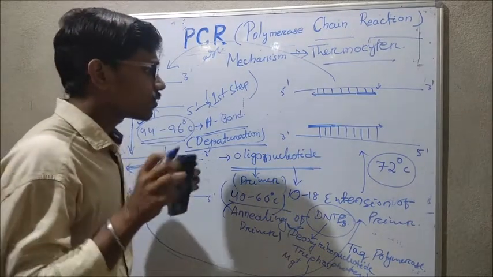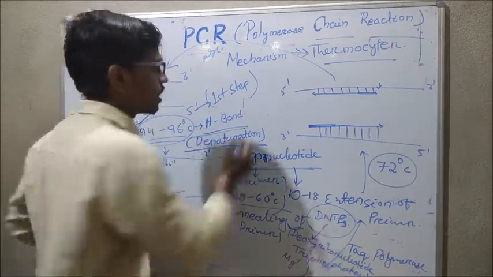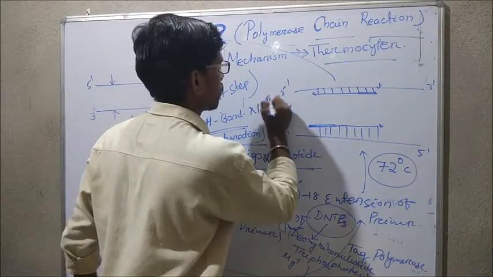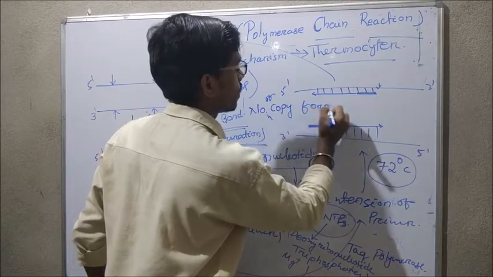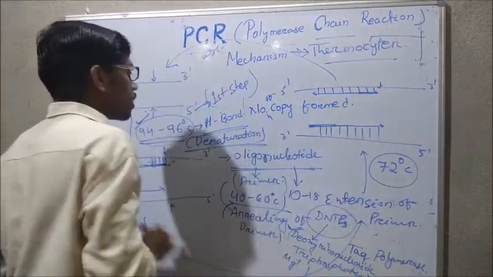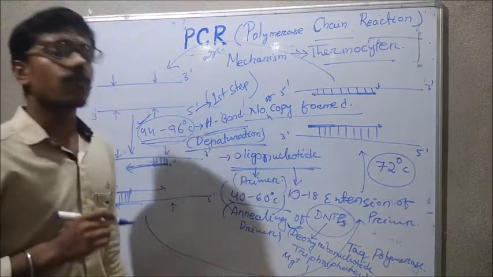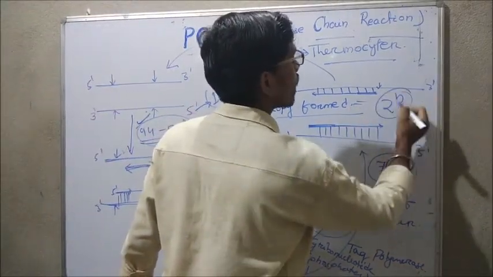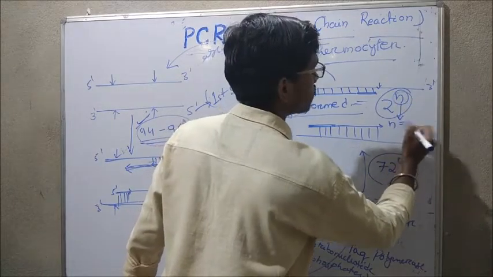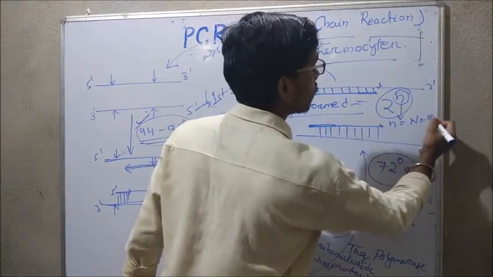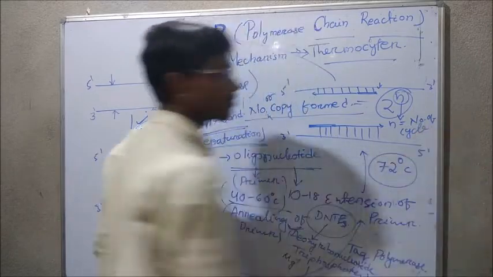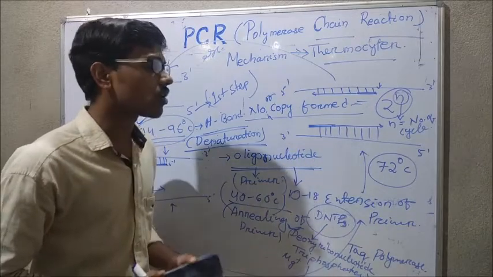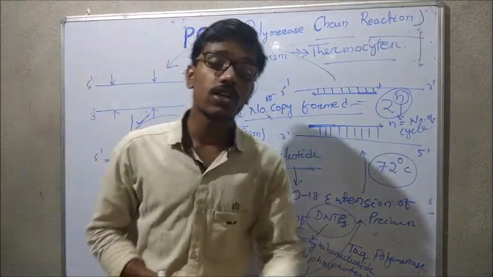Okay, so if we see a formula, the number of copies formed in DNA replication in the PCR will be 2 to the power n. Here n stands for what? Here n stands for number of cycles. Okay, how many times this cycle will occur? That will decide the number of copies of DNA that will form.